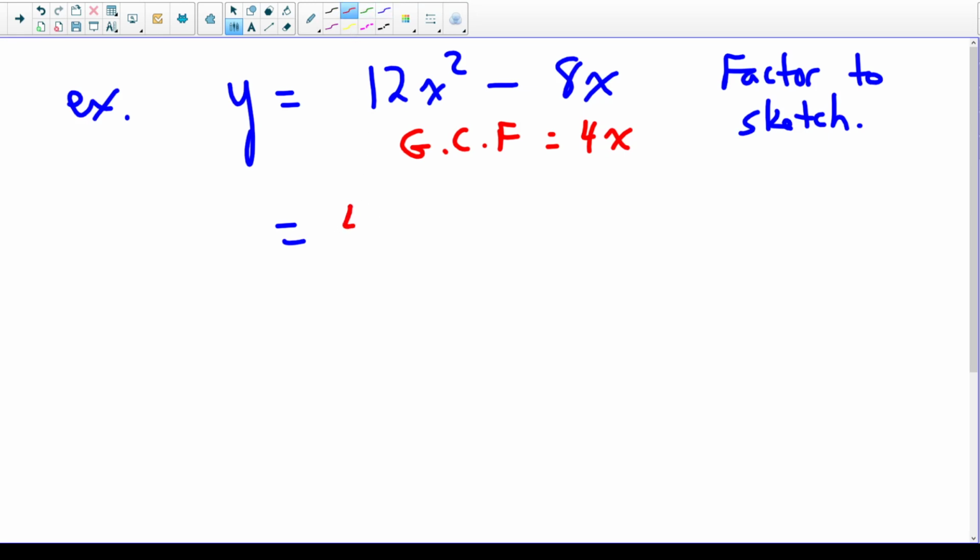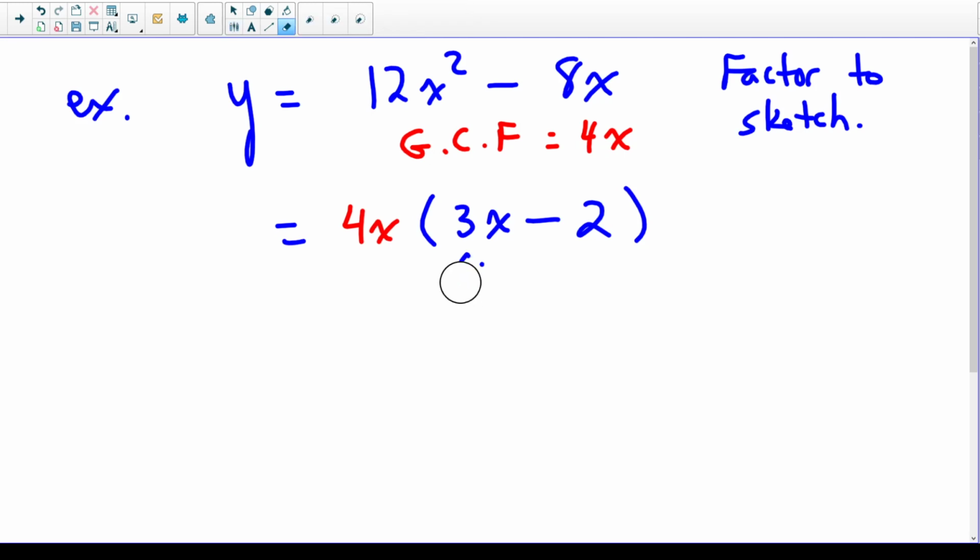So if I take that 4x out in front, what are my leftovers going to be? Well, 12x squared divided by 4x gives 3x. And 8x divided by 4x gives 2. Now, this is the first time, I believe, that we're seeing a number appear in front of the x in the bracket, at least for the zeros. It might have happened in some of your common factoring homework, but this actually changes things just a little bit, and I'm going to show you how.